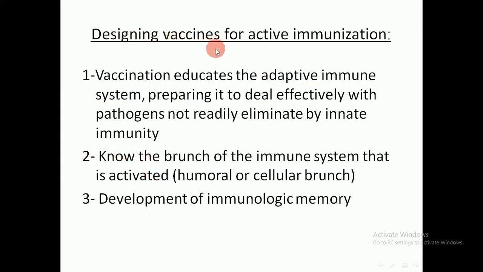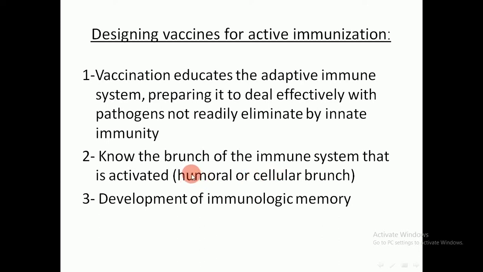How can we design a vaccine for active immunization? Vaccination educates the adaptive immune system, preparing it to deal effectively with pathogens not readily eliminated by innate immunity, and second, know the branch of the immune system that is activated, the humoral or cellular, and third, development of the immunologic memory. So when we design a vaccine, we must educate the adaptive immunity, and second, we must know which type of the immune response to this pathogen, if it is humoral or cellular.